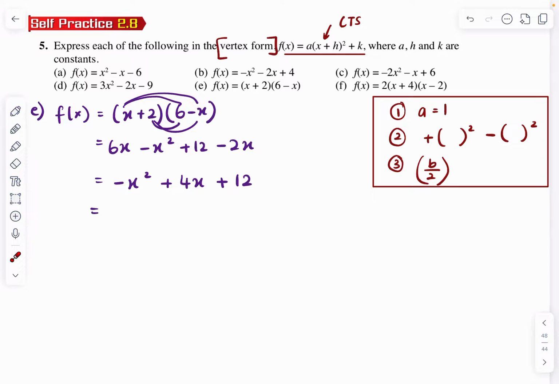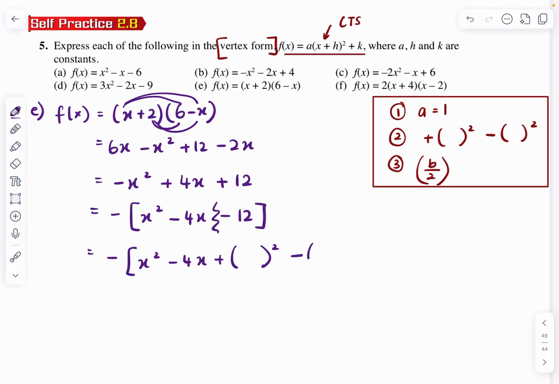Now we can complete the square. So make sure a is 1 first. In this case it's negative 1. So we factor out the negative. So we'll get this. And then second step is we break it up here. Plus bracket square minus bracket square. And then negative 12. So inside the bracket has to be b divided by 2. So negative 4 divided by 2.